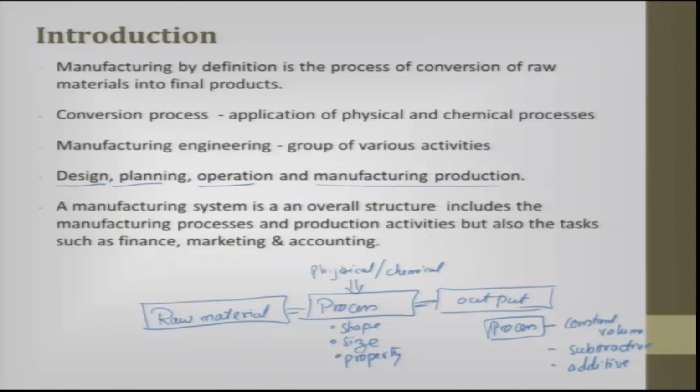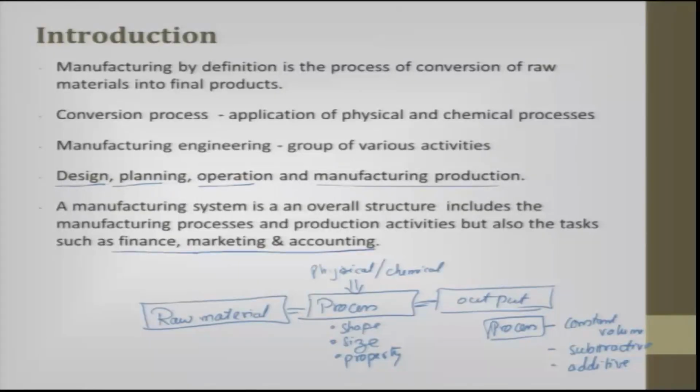The manufacturing system, if you see as such, is an overall structure which includes not only manufacturing process and production activities, but also the tasks of finance, marketing and accounting. Today I have a wonderful product, I have a good set of customers for it, but if I do not have the finance to improve the product or to produce the product in mass such that the economics goes down, then I am in trouble. So, manufacturing is not only producing, but also reaching the customers such that you do it in an economical manner.